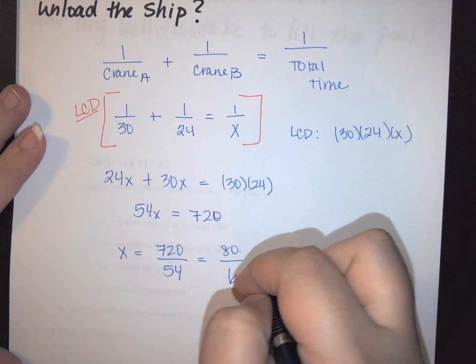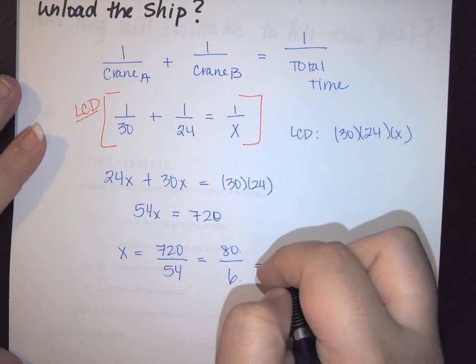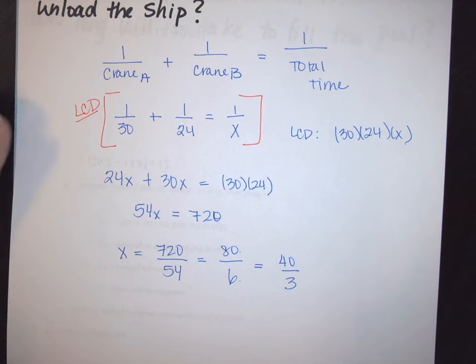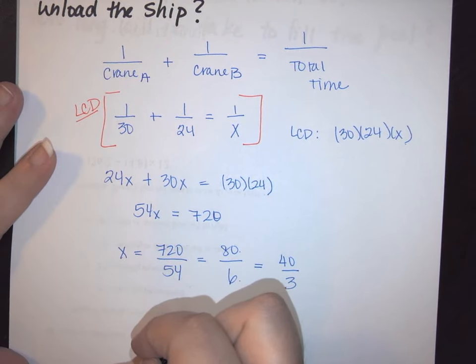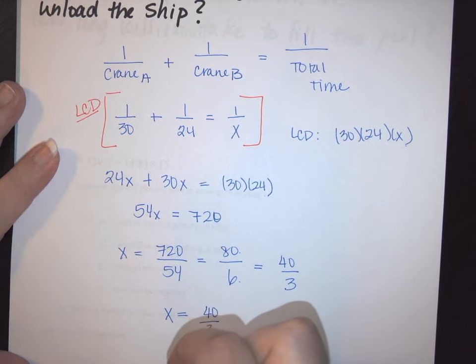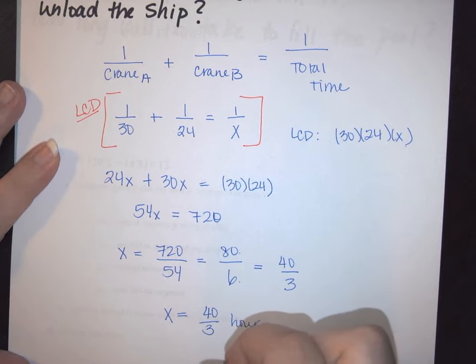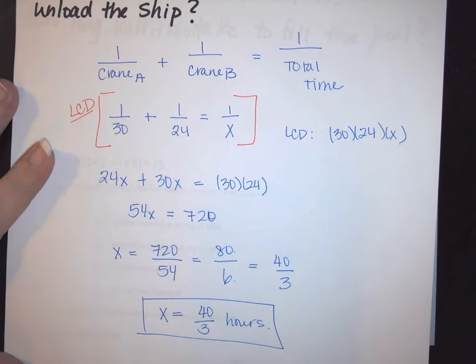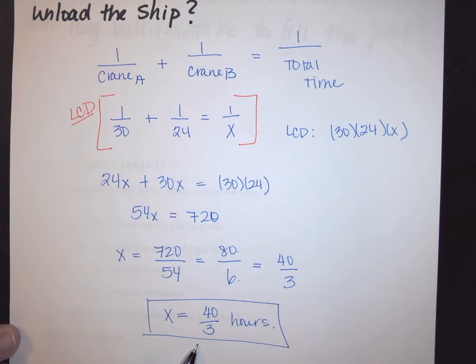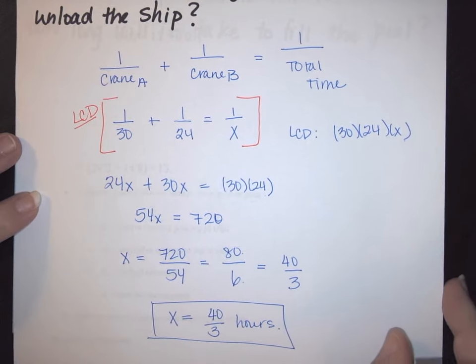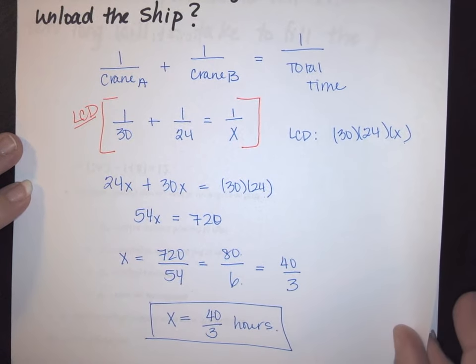And so this again can reduce down further to being 40 over 3, which we would say is reduced. So in this case, x is 40 over 3 hours. Now notice I left it in fraction form because when we are dealing with the work formula, we want fractions, not decimals. So you need to be very careful and make sure that your answers match what you're trying to do.